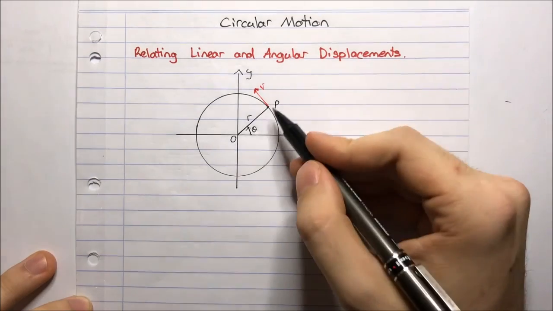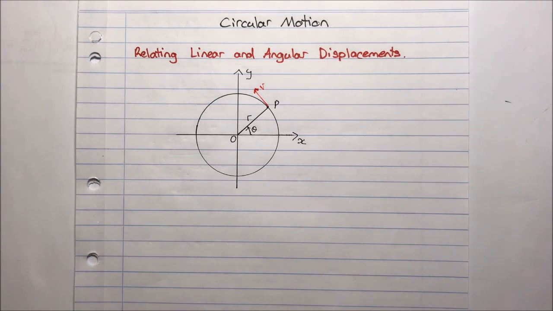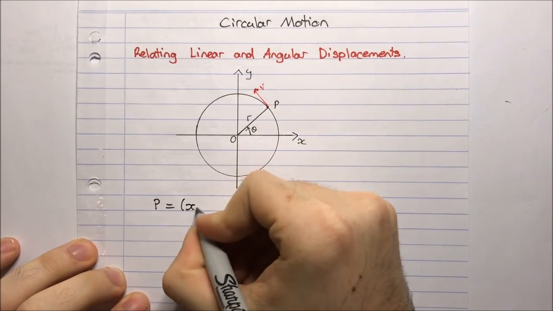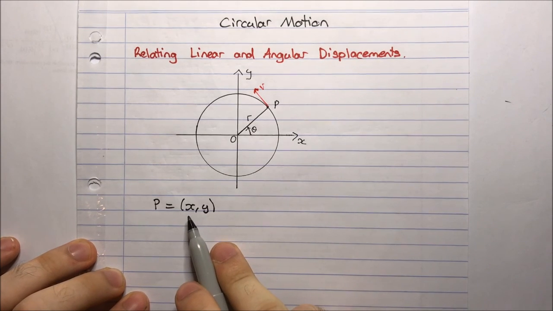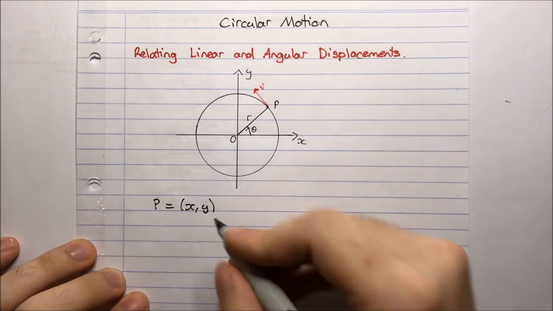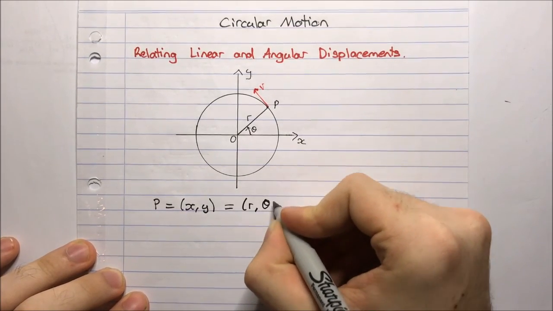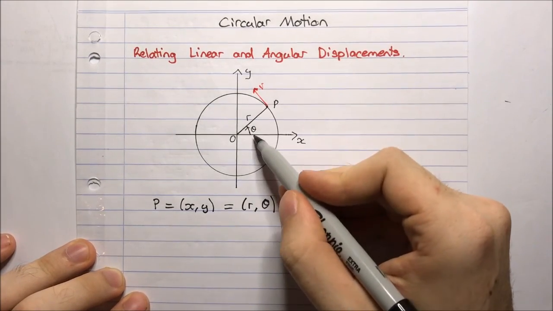Alright, now, this position P can be defined in two ways. It could be defined as either x comma y, so simply the x and y coordinates, and this is called the rectangular or the Cartesian coordinates of P, or it could be defined in terms of r comma theta, where r is the radius and theta is this angle here.